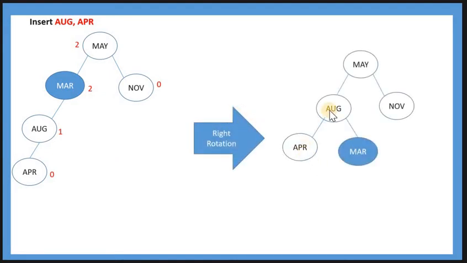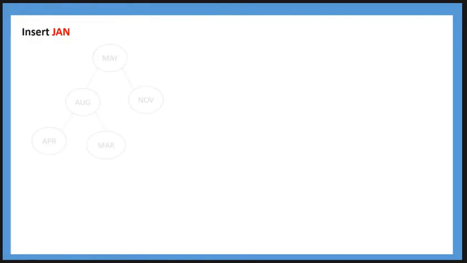April, August and March goes to the right side. May, November. So check the balance factor. 0, 0, 0, 0 and 1. It's 2 minus 1, so it is 1. Then next is insert Jan.